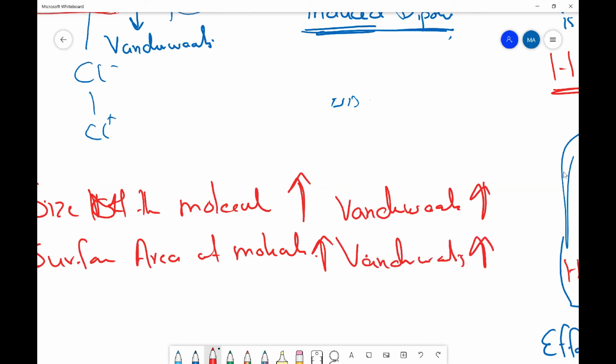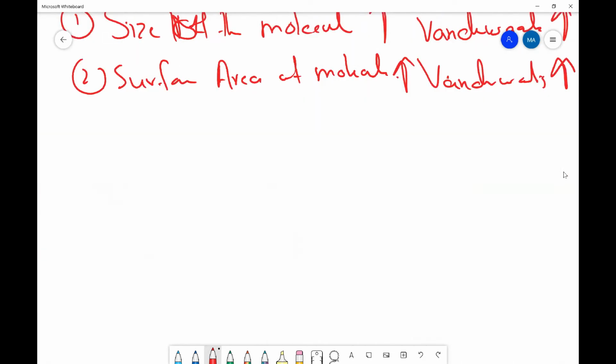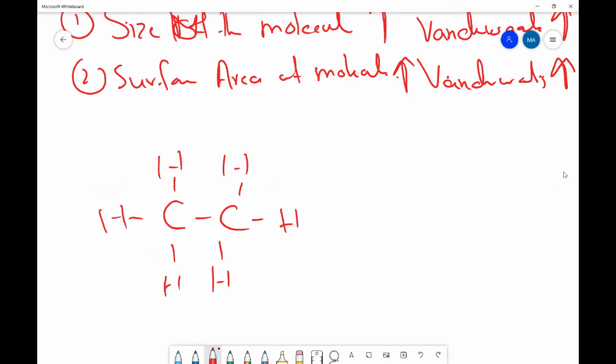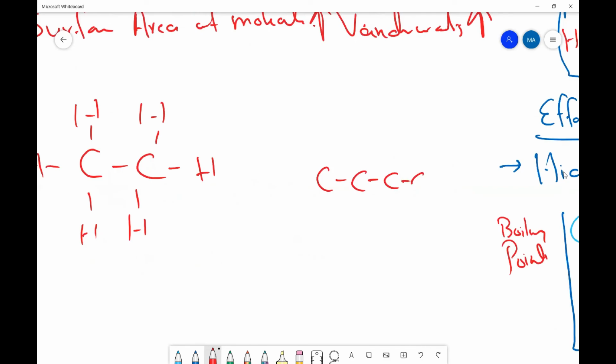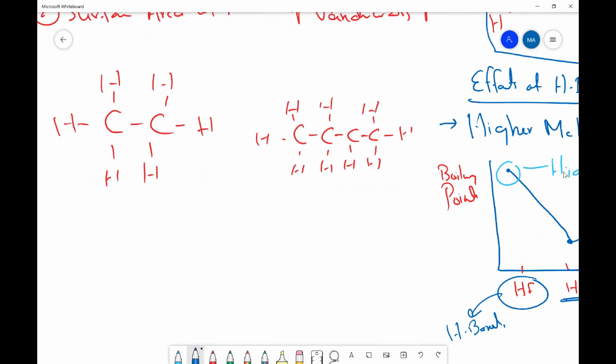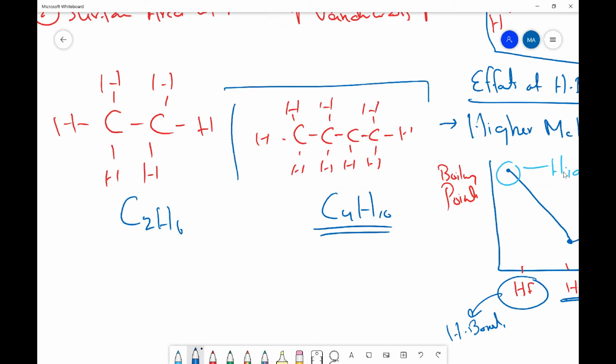For example, I am drawing two structures in front of you. C2H6, this is an ethane structure, and the second one is C4H10, a butane structure. If you notice, can you tell me which one of these two structures is bigger in size and bigger in surface area? C4H10, because it has more carbons. The first one has 2 carbons and 6 hydrogens, the second one has 4 carbons and 10 hydrogens. So this one is bigger in size, it has greater surface area.